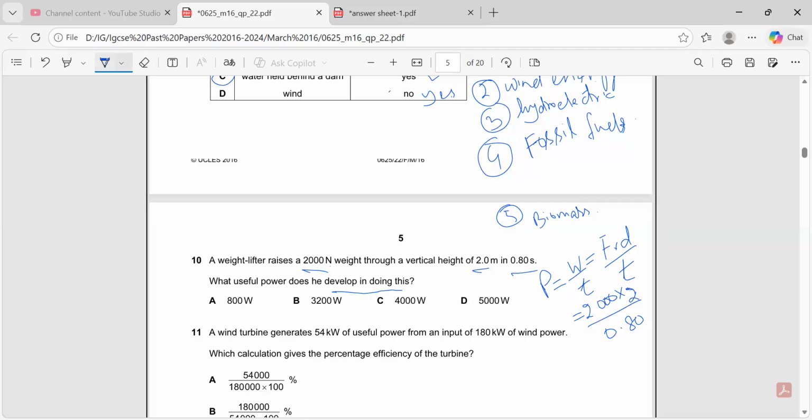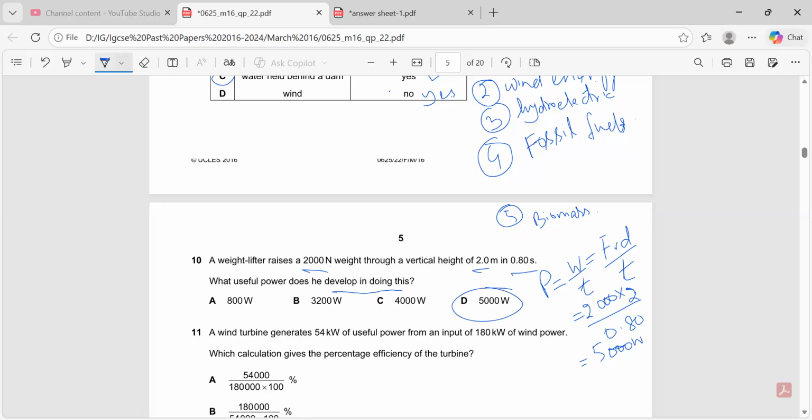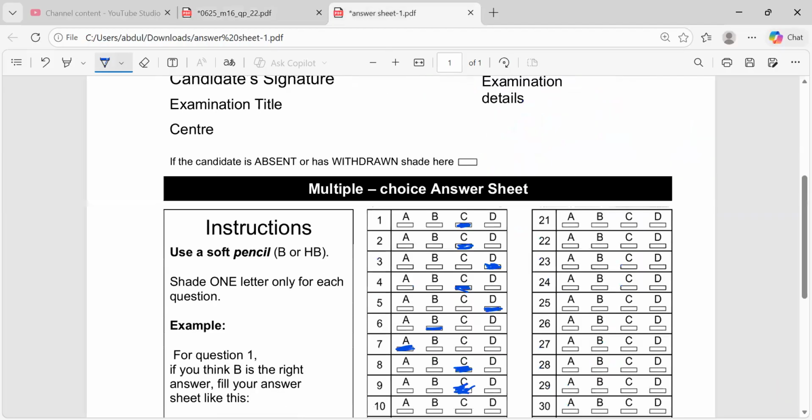As we simplify this, it becomes 4000 divided by 0.8. We are getting 5000. Yes, answer is D. As we simplify, the answer will be equal to 5000 and the unit of power is watt. So the answer for question number 10, dear friends, is D, and we have to label it. I'm doing it roughly, but you will do it properly in exams, not like me.